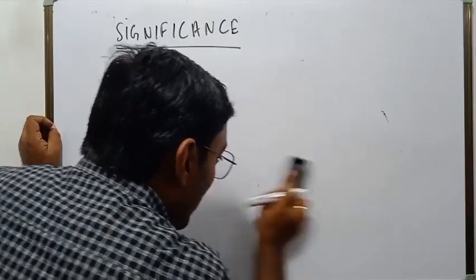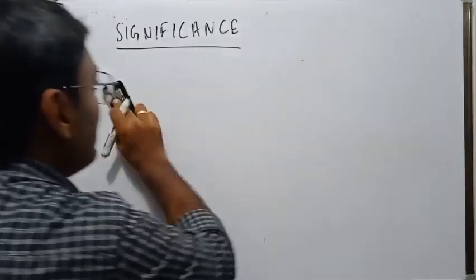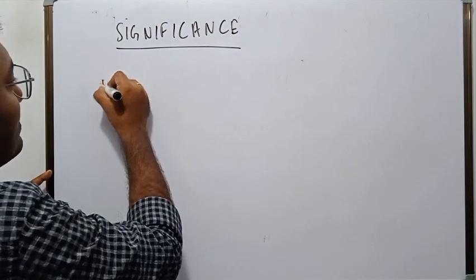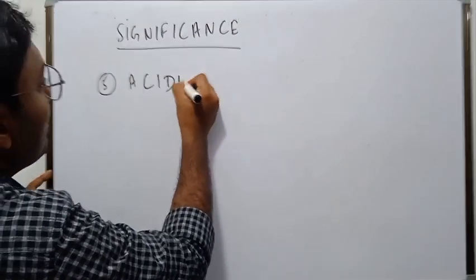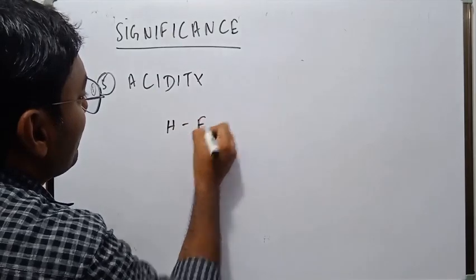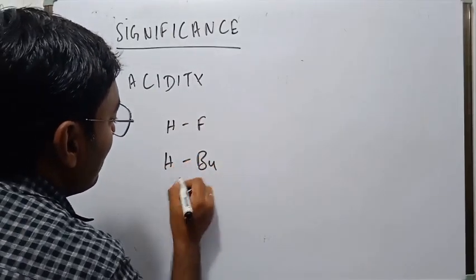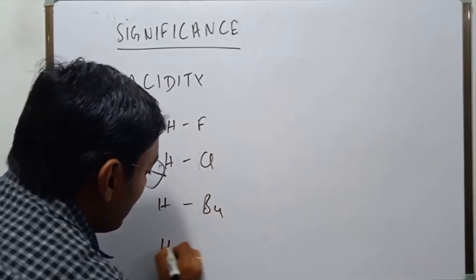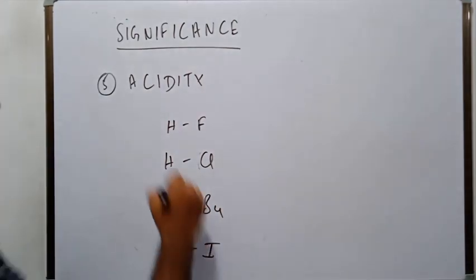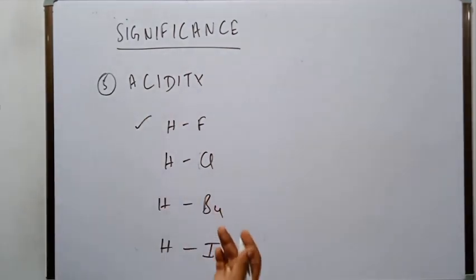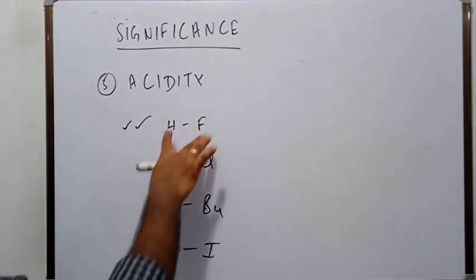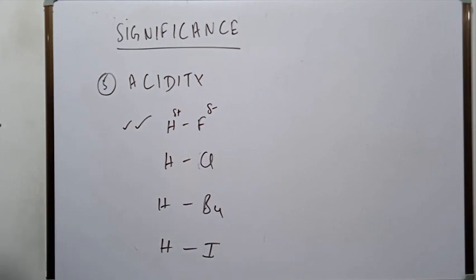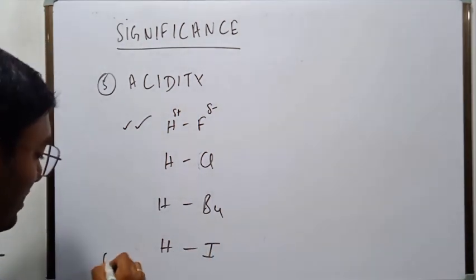And one more thing, which is contradictory, is acidity. This is the fifth thing, acidity. HF, HCl, HBr and HI. Which is the most polar? HF is the most polar. It has the highest dipole moment, very high polarity, 1.75 D. Which is the least polar? This one. What is its dipole moment? 0.38 D.